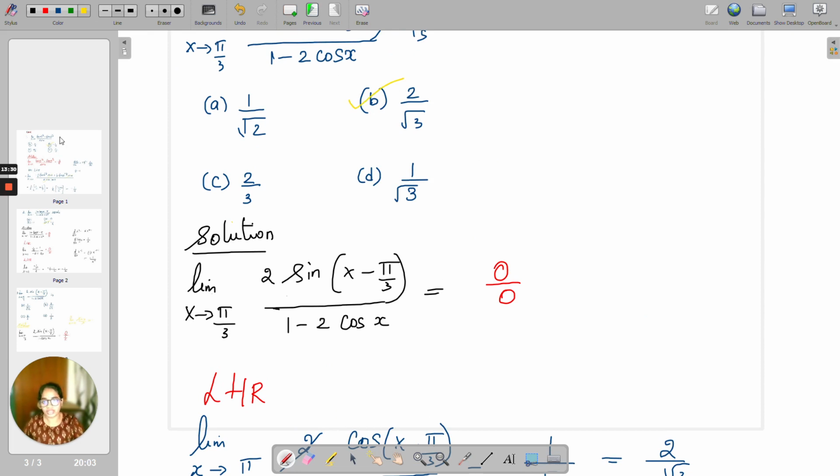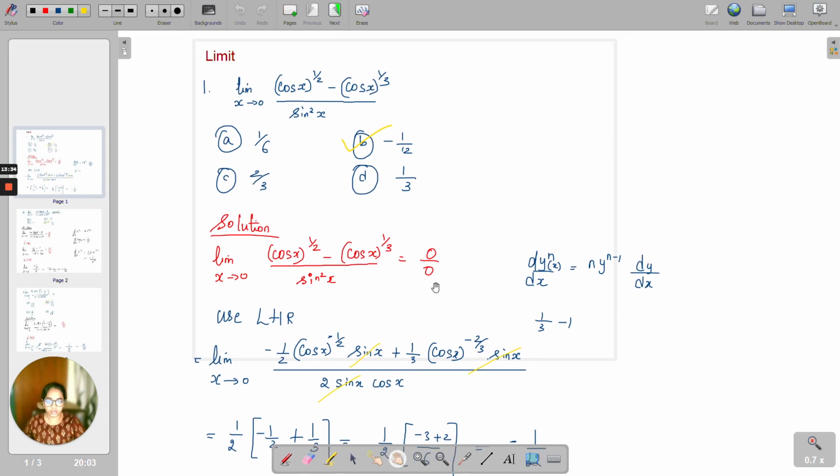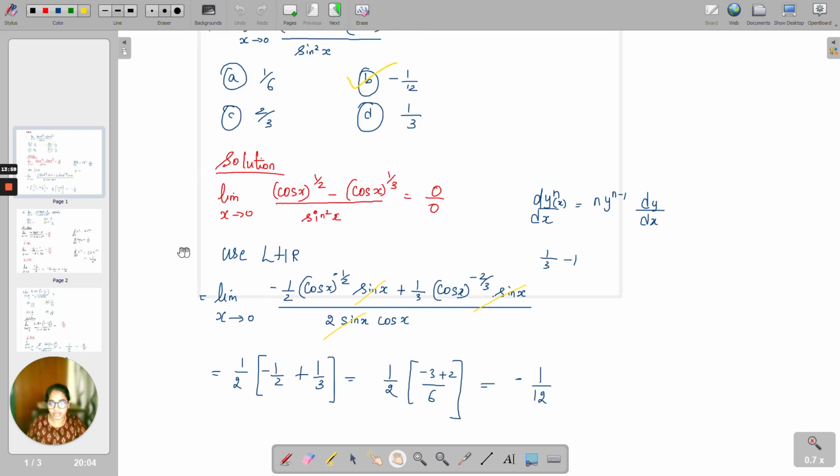Okay, so we solved 3 problems in this class. So what did we do in the first problem? We observed that we were getting 0 by 0 form. We differentiated the numerator, and then we differentiated the denominator too. We could have substituted 2 sin x cos x as sin 2x, but we did not do that. Why? Because we saw that sin x gets cancelled, and then after applying the limits, we got the required solution.